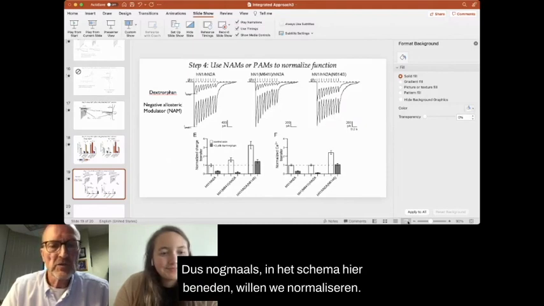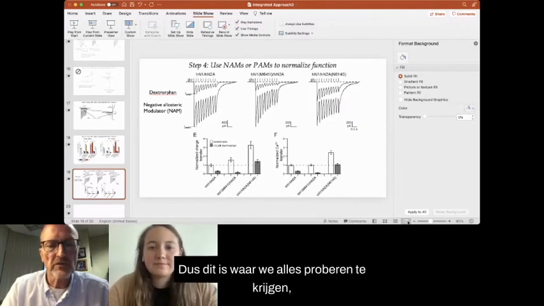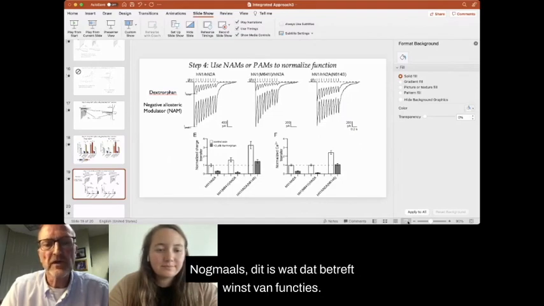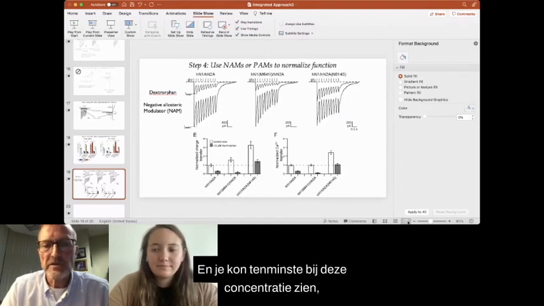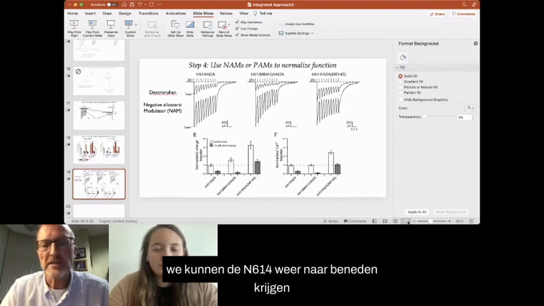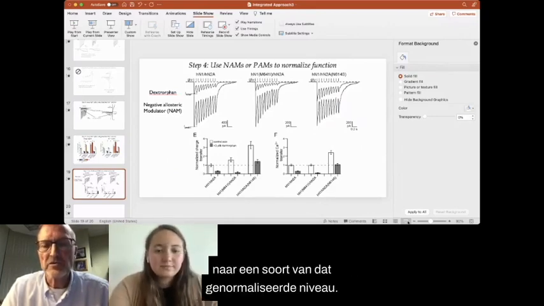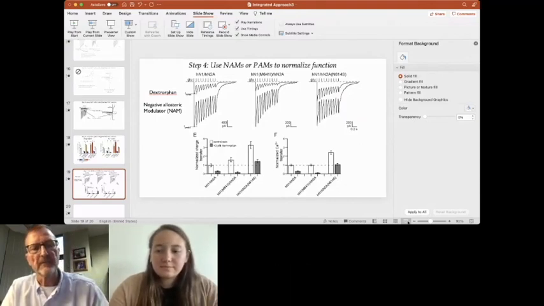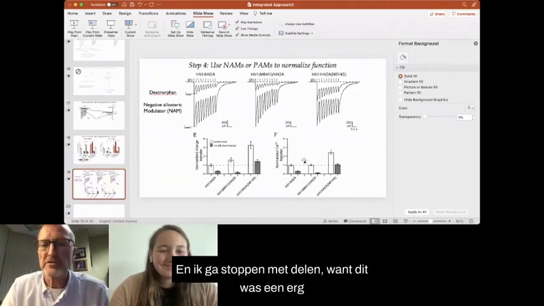So in the scheme down here, we want to normalize. So this is wild type. This is what we're trying to get everything to, either for the charge transfer or for the calcium transfer. Again, these are gain of functions in terms of that. And you can see, at least at this concentration, we can get N614 back down to that normalized level. Okay, and I'm going to stop sharing.